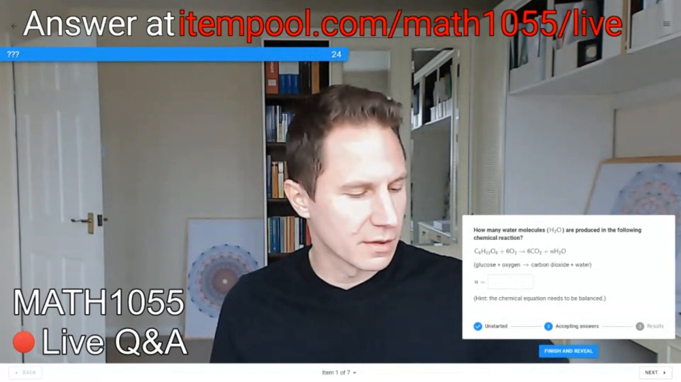So it's a simple chemical equation that you have to balance to figure out how many water molecules are produced on the right-hand side. And it's simple because you just have to make sure that you have the same number of everything on both sides of this equation. Okay, so you can input.